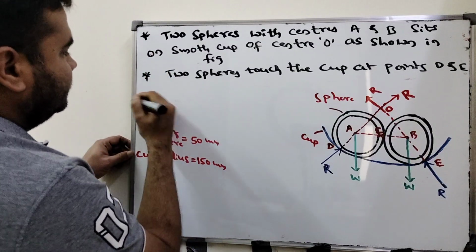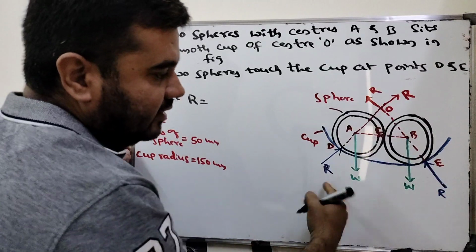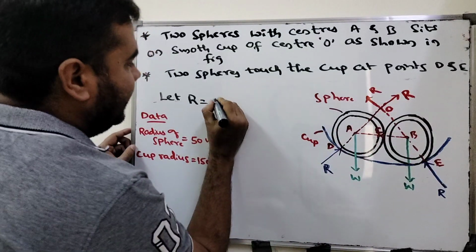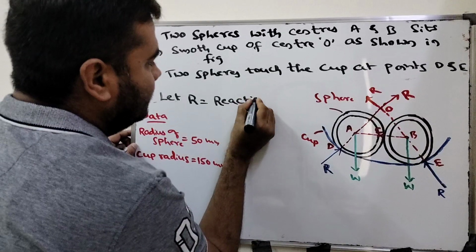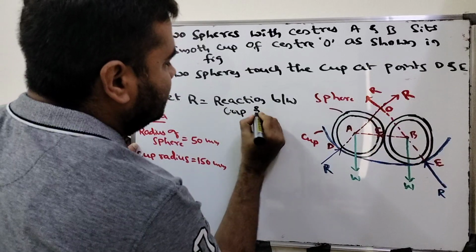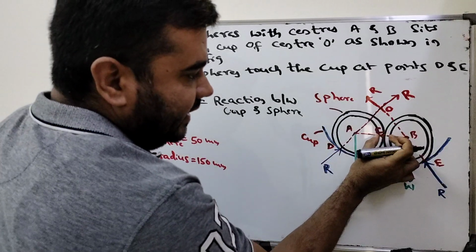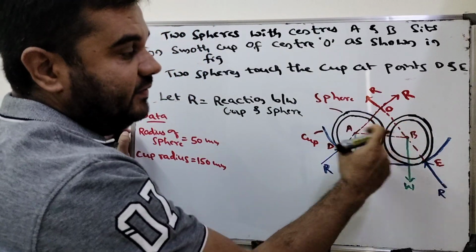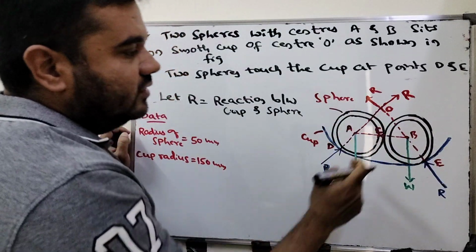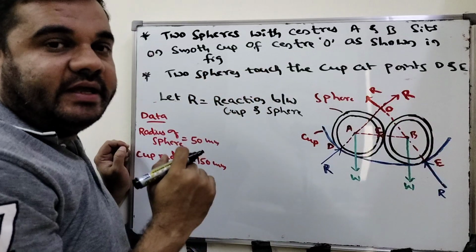Let R equal to the reaction between one sphere and the cup. The reaction between cup and sphere, this is R. Here there is a contact between the spheres. The point of contact is C. So at the point of contact there is a reaction. That reaction we can take as S.